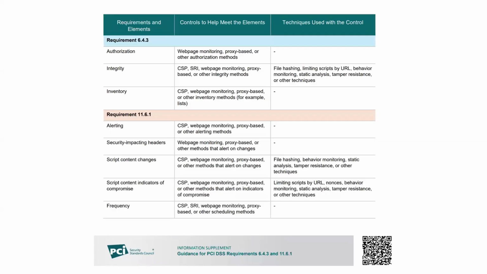Alerting, CSP. For script content changes, CSP. For script content indicators of compromise, CSP. Frequency, CSP, SRI. You'll see that CSP and SRI in many people's minds, because it's mentioned and referenced so many times throughout the example in the DSS, they kind of conclude, well, that's the approach that we need to take.